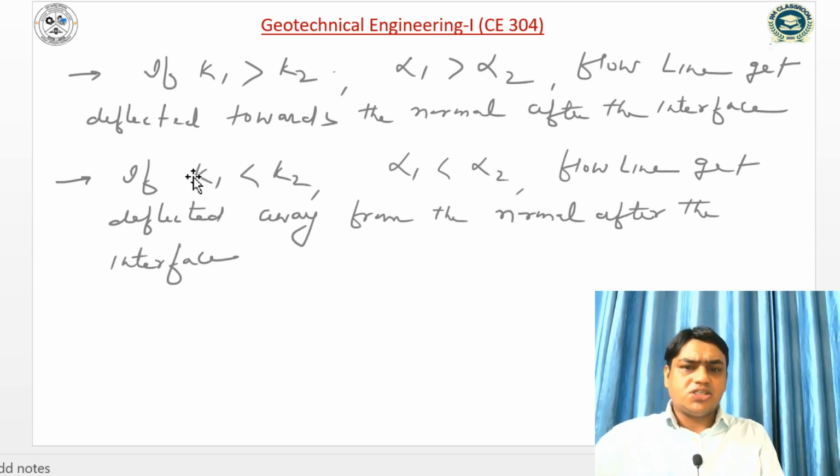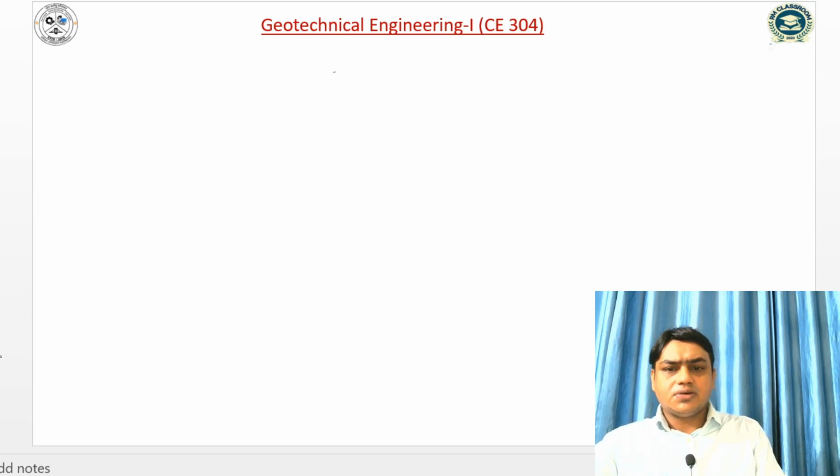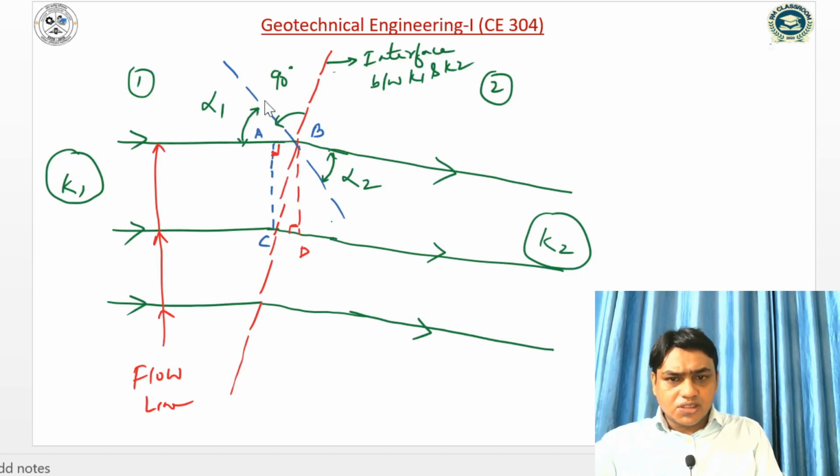So we can write the discharge. Let us assume delta q is the discharge in layer 1. In the figure, let us assume this is alpha 1, so this angle will also be alpha 1, and similarly this angle is alpha 2. This is 90, so this will be 90 minus alpha 1. The flow line and the equipotential line cut at 90 degrees, so this is also 90 degrees. So we can see this angle is alpha 1 and this angle is alpha 2.